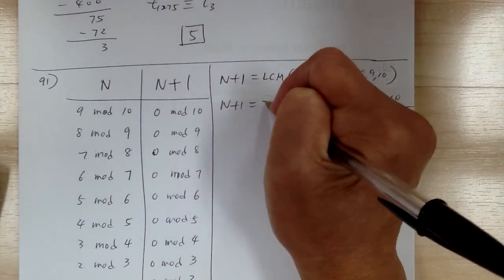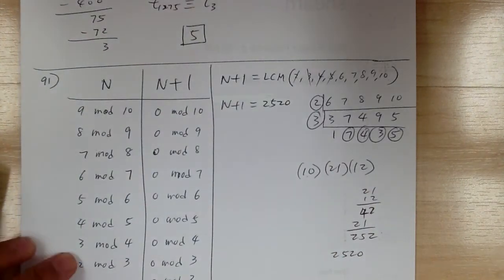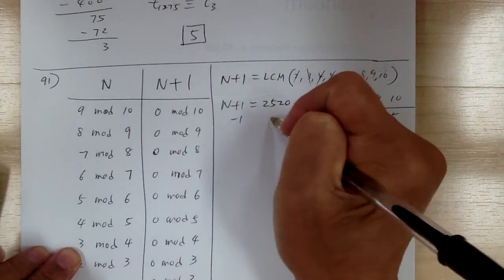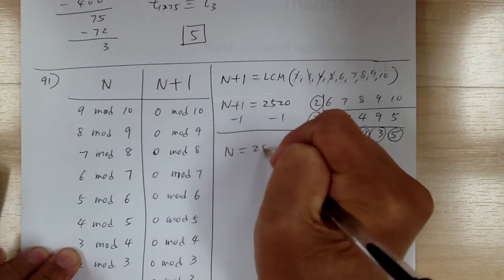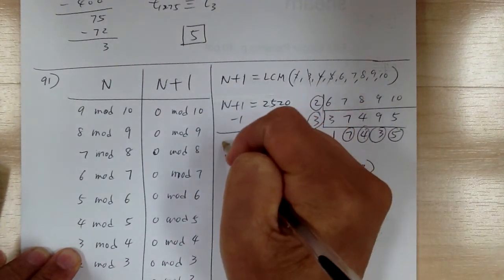So n plus 1 equals 2520, okay? So now all you have to do is minus 1 on both sides, so n equals 2519. Okay, and that's the number.